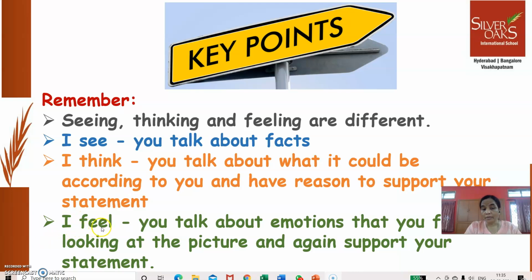And how does it make me feel, or I feel? You talk about emotions that you feel. Whenever you talk about I feel, you talk about emotions looking at the picture and again support your statement. So as I said, I feel, it makes me feel happy because all the kids are happy, they are enjoying themselves. I feel like having fun, right? And I should be able to support my answer by saying that they all look very, very happy. That's why it makes me feel happy.